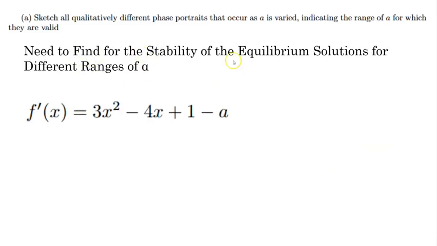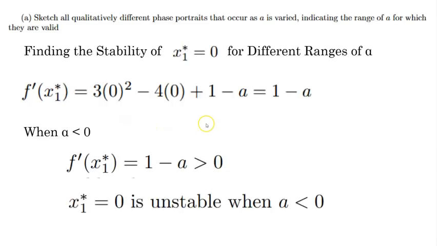So to find the stability of the equilibrium solutions for different ranges of a, we're going to need to find the derivative of f of x. So we solved it. F prime of x is equal to 3x squared minus 4x plus 1 minus a. Now, I'm going to focus on the part where we solve for x1 equals 0 for different ranges of a. So we have the derivative. We just plug our x1, which is equal to 0, into our derivative. So we have 3 times 0 squared minus 4 times 0 plus 1 minus a. So we're going to have 1 minus a.